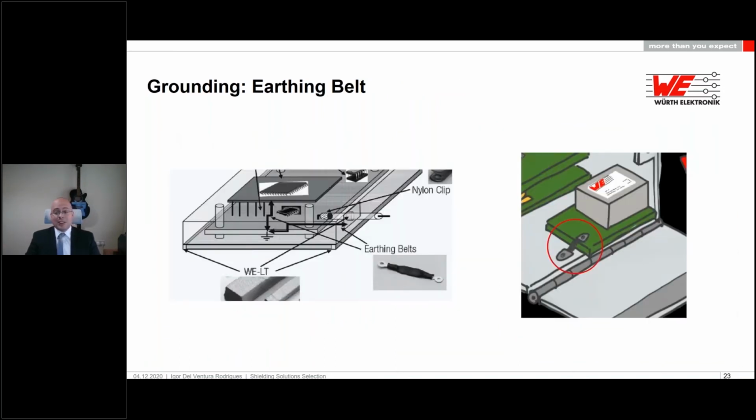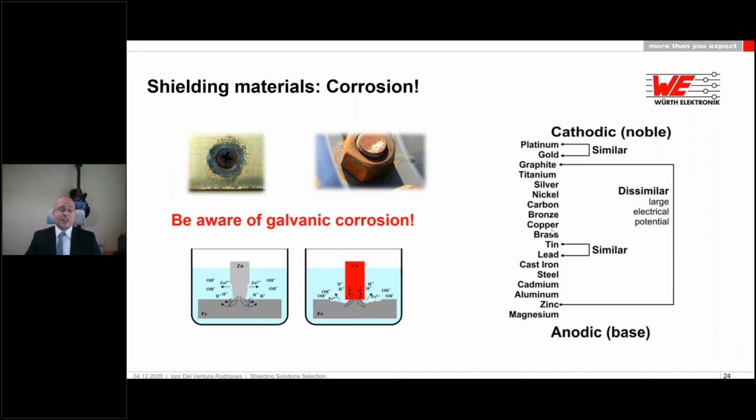With grounding, we also have the earthing belts. This is the name of the family, earthing belt. And it simply connects your PCB to your enclosure or two different parts of an enclosure, for example, to give electrical contact. And another thing that is really important when it comes to shielding is to bear in mind corrosion.